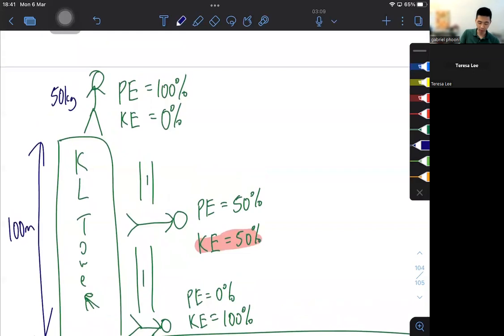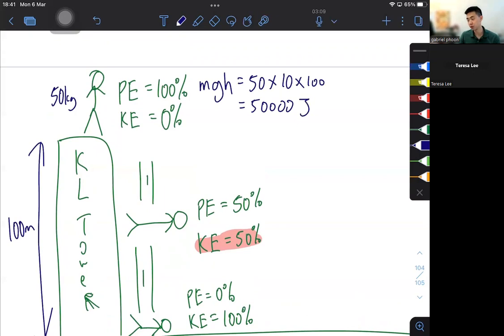from potential energy's formula, yes, mgh, right? So in this case it'll be 50 multiplied by, it's supposed to be 9.8, but for ease of calculation, let's just put it as 10, and the height of 100. So from here, I know that my potential energy at this point would be 50,000 joules. And at this point my kinetic energy will still be 0 because I haven't jumped yet, I haven't taken a leap of faith.